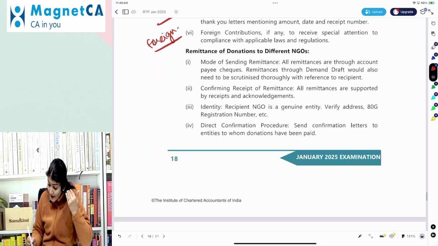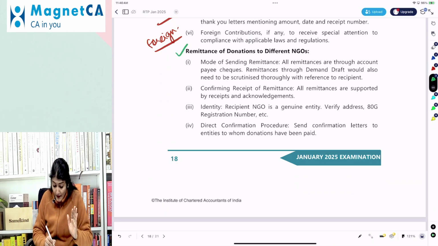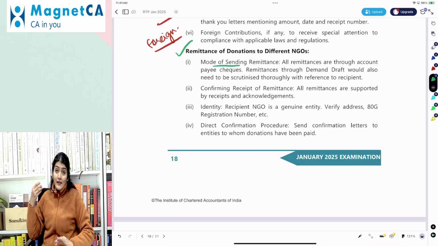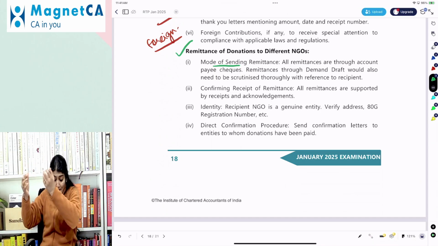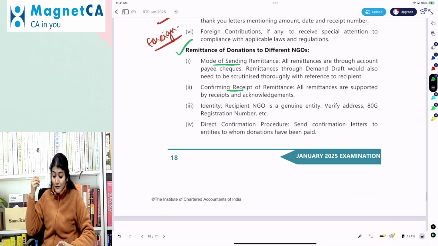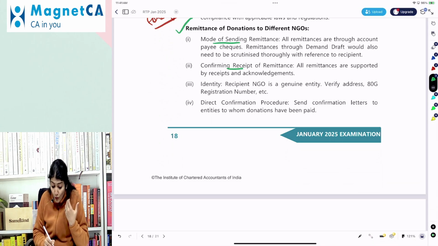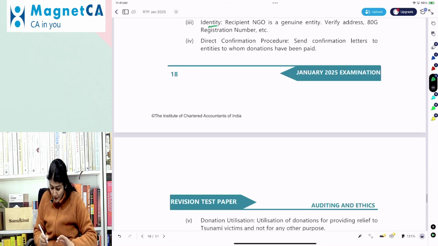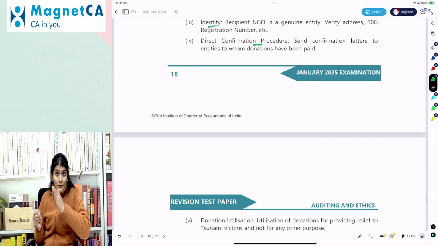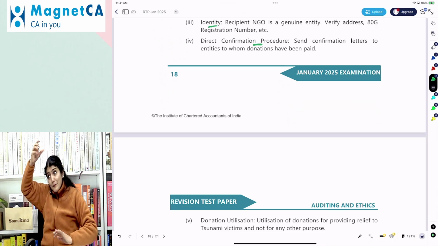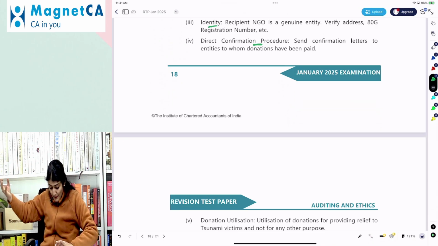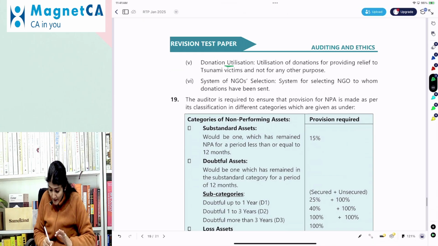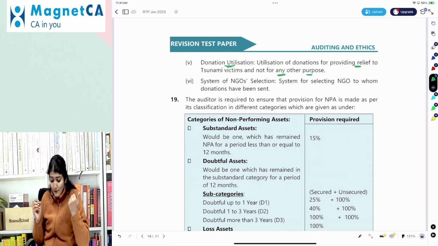Now we talk about the remittance of the donation. Right? So one, the mode of sending the remittance. Then once the remittance is given, you get a confirming receipt of the remittance. And again, to whom the donation has been remitted. And again, for that, you can have the direct confirmation procedure. And also whether the person to whom that money has been remitted, have they utilized it for the purpose of providing the relief and not for any other purpose.